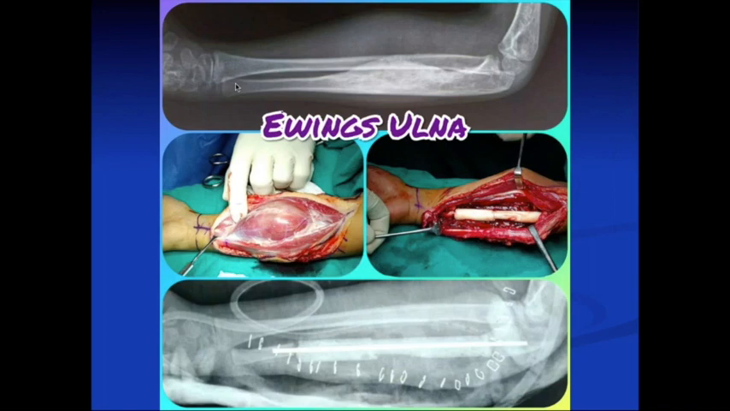Lower limb outcome: if you go around the knee, the treatments are individualized, and if you go around the foot and ankle, amputations are probably a better treatment, and as you go proximally, it becomes more and more difficult.